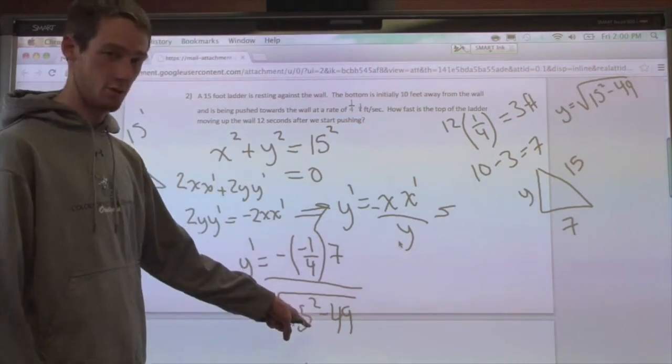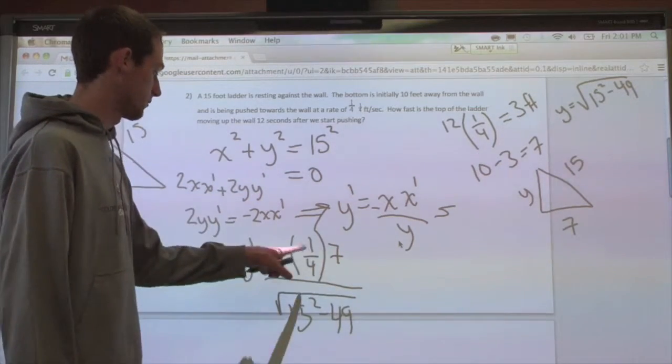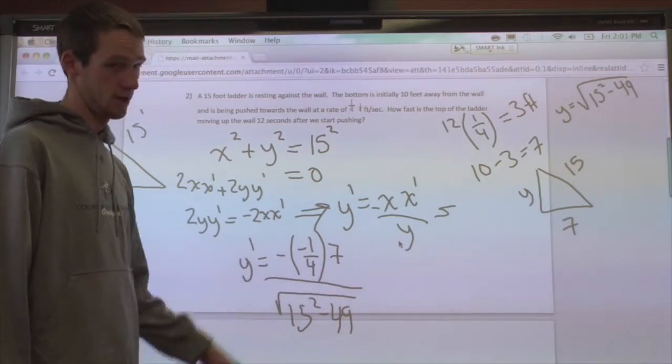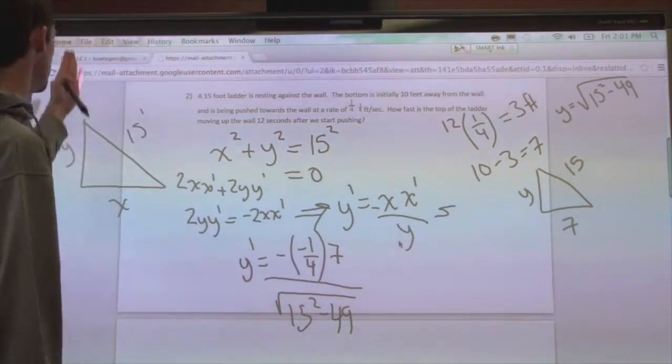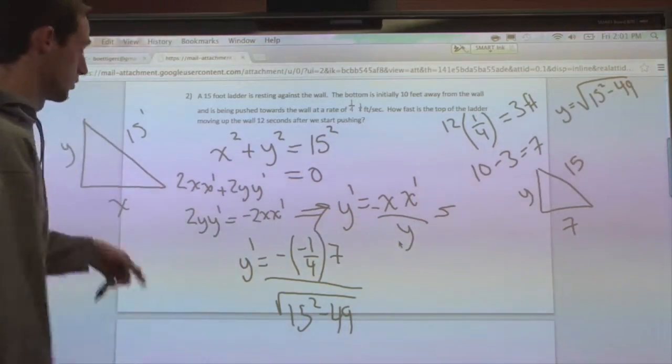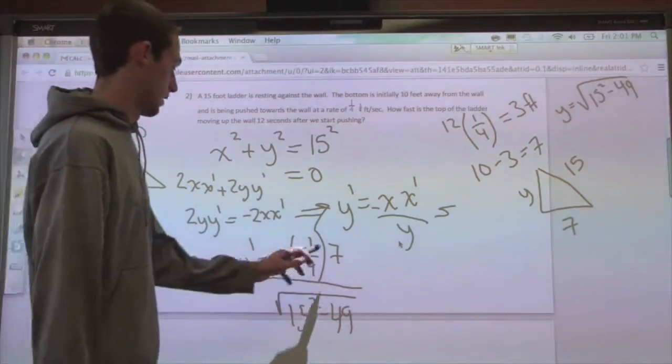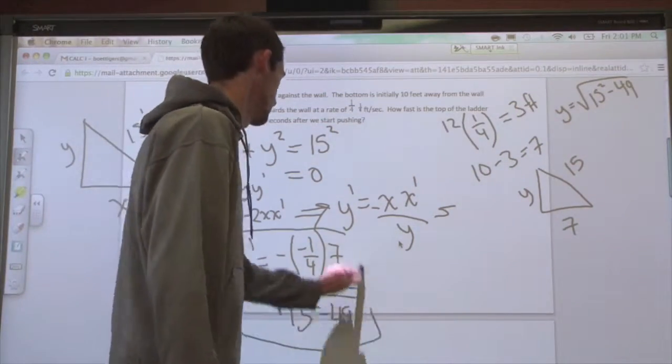So we see that this number is going to be positive, that 7 is positive, that's a negative, and that's going to be canceled out by that negative, which makes sense, because if we push this base in, the top is going to be moving upwards, so it will be increasing. And that is your answer without a calculator.